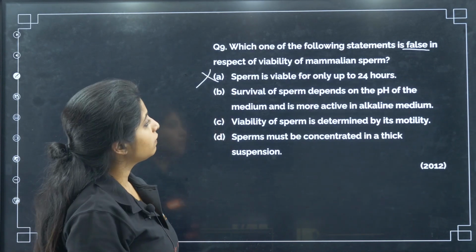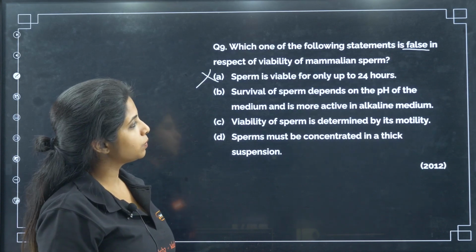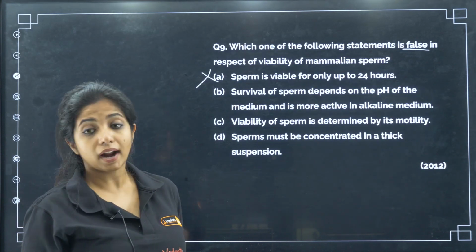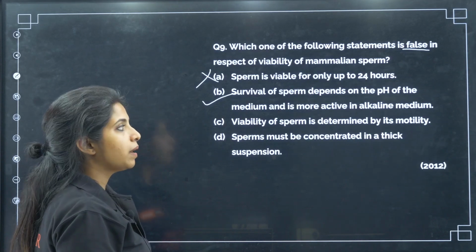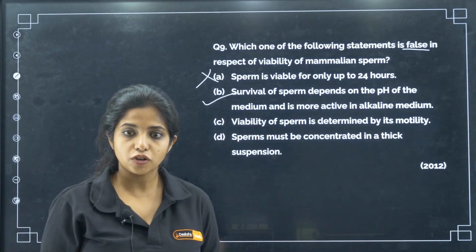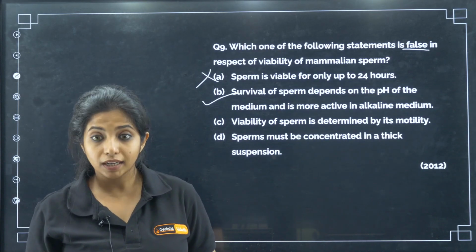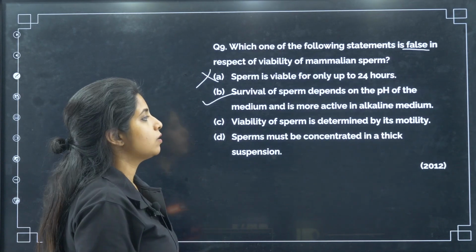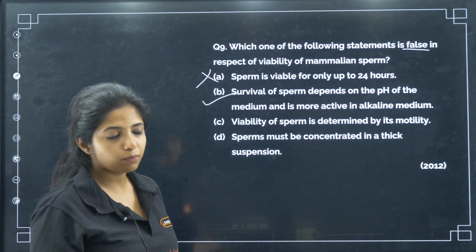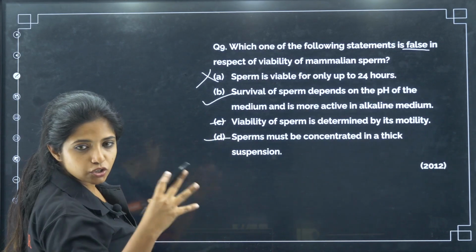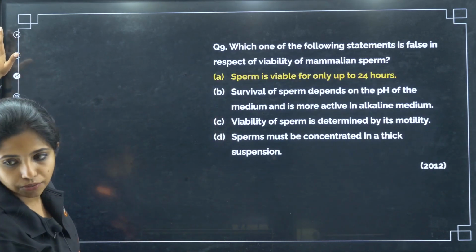Okay, so survival of sperm depends on the pH. 24 hours means 1 day, right? Survival of sperm depends on the pH of the medium and it is more active in alkaline medium. Correct, that is true. Viability of sperm is determined by its motility. Yes, obviously it has to move and then only it will be viable. We can understand the fertilizing capacity as well. The sperm must be concentrated in a thick suspension, yes. That is seminal plasma plus sperm becomes the semen. So that is also correct because that has all the essential things needed for it. So this is the statement which is totally incorrect.